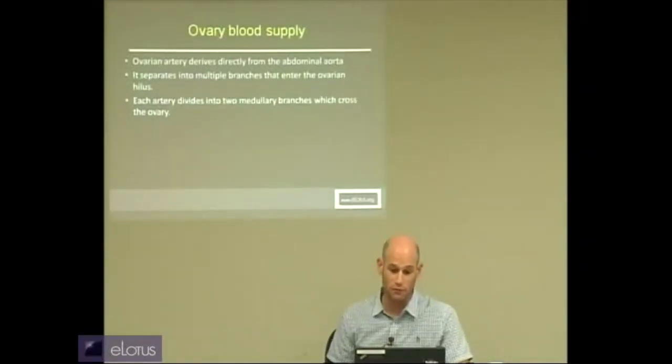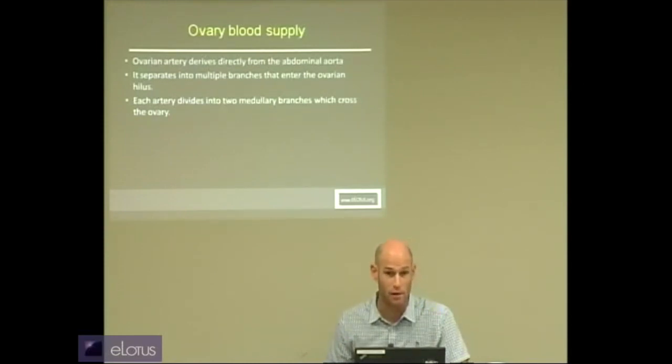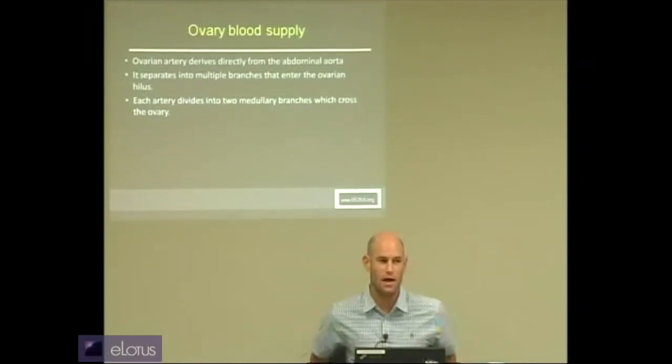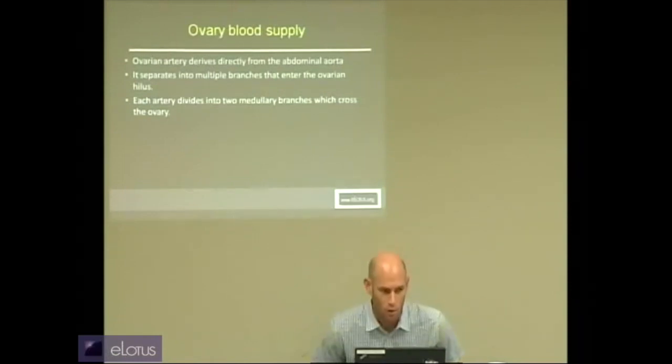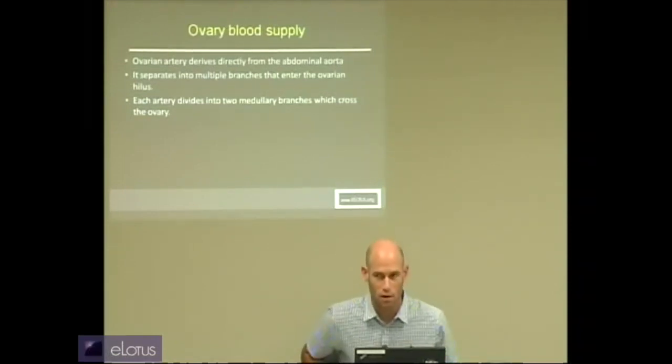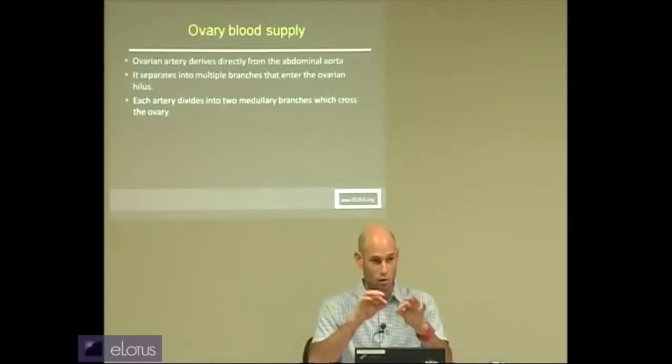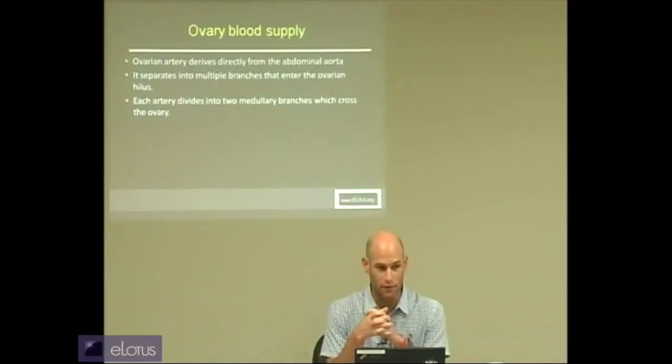The ovarian blood supply is kind of redundant. We looked at it before. The ovarian artery comes directly from the abdominal aorta. And think about how important that is. There's not many arteries that actually branch directly off the aorta, and there's one that's going directly from the aorta to the ovary. That's how important the blood supply is to the ovary.